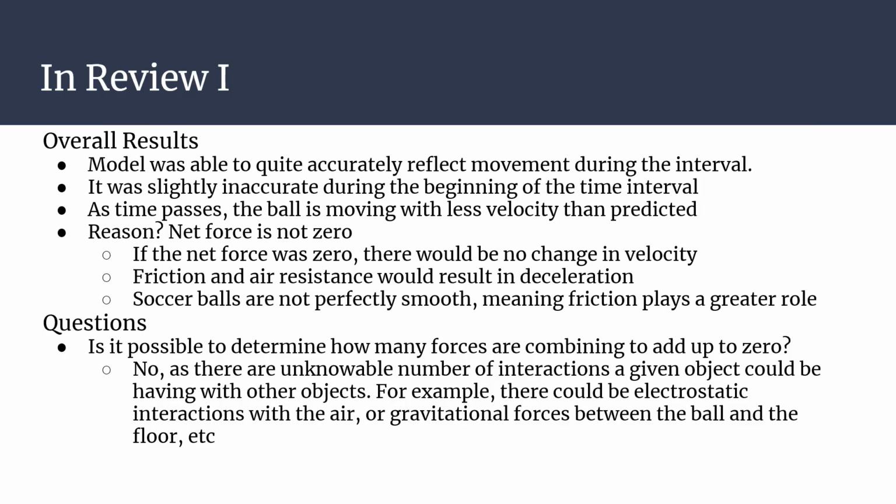So this is the GlowScript model in action. It very simply shows the ball moving. So overall, the model was able to quite accurately reflect the movement of the ball during this interval. However, it was slightly inaccurate during the beginning and the end of the time interval. And as I mentioned earlier, the actual observational graph was concave down, indicating that there is a decelerating force acting on the object. As time passes, the ball is then moving with less velocity. The reason for this is that the net force is not zero, and that there is friction and air resistance, most likely, that are resulting in deceleration.